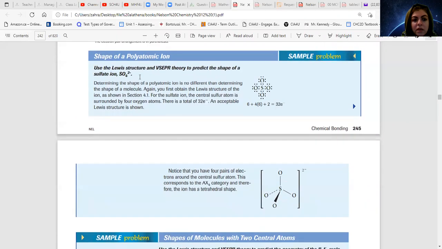So let's just see how we do SO4. S has 6 electrons in its valence: 1, 2, 3, 4, 5, 6. Oxygen has 6 electrons in its valence: 1, 2, 3, 4, 5, 6.